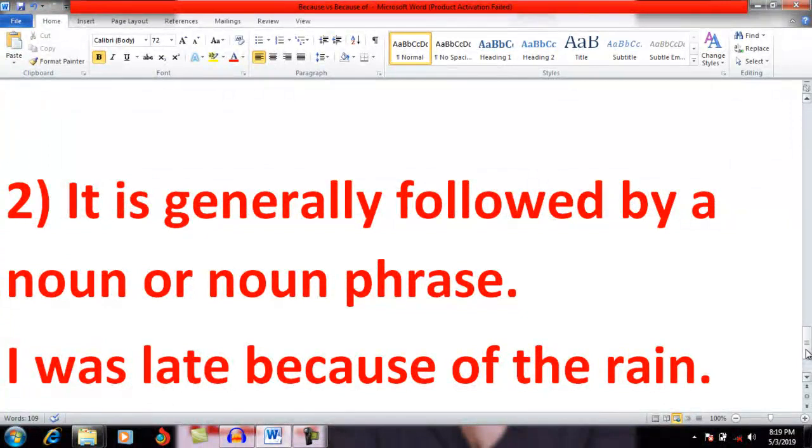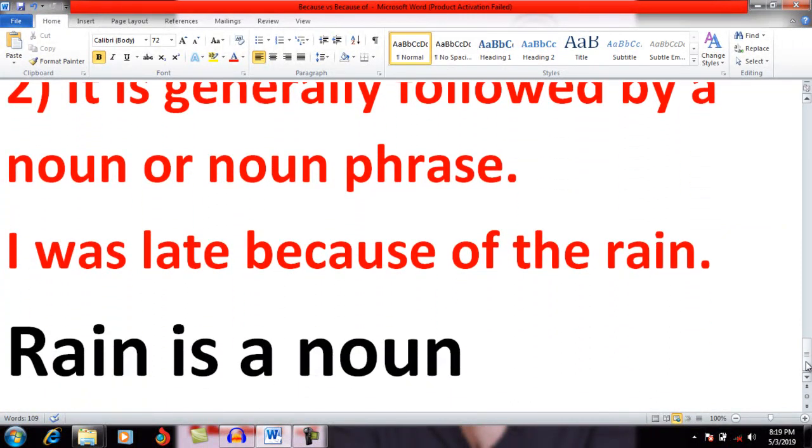It is generally followed by a noun or noun phrase. For example, I was late because of the rain. So here rain is the noun.